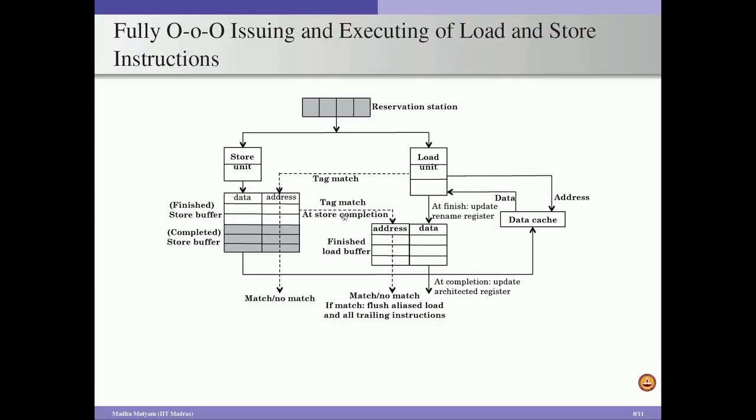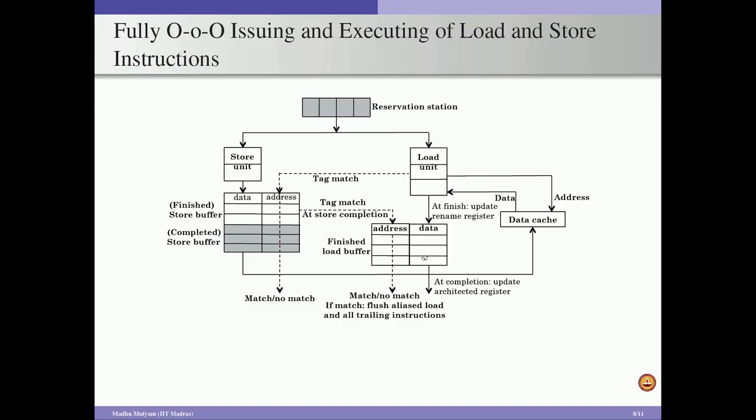If there is a match with any of the data stored in the store buffer, that indicates that this load instruction is dependent on the previous stores, and we have to flush this particular entry. So if a match happens, then we flush the aliased load and all the trailing instructions, so that we can revert back to a state where we start executing again from the load instruction, this time by taking the value from the store instruction.